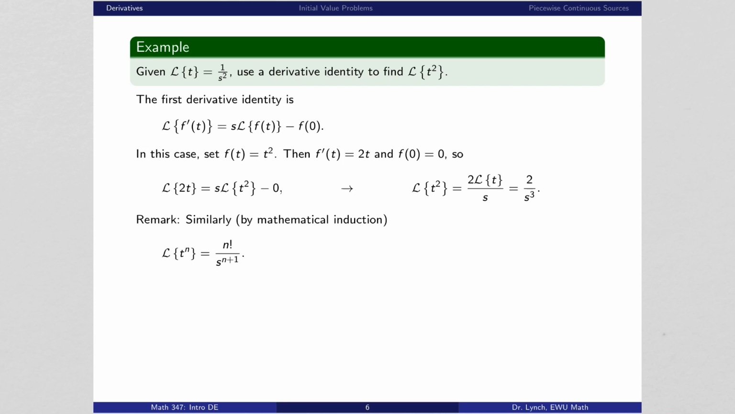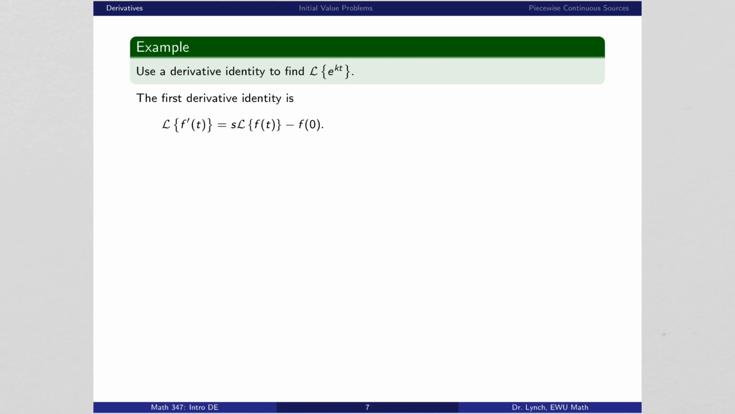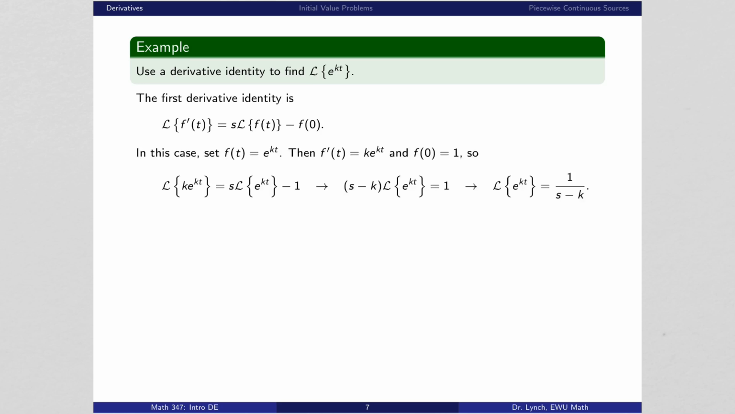We can similarly use our derivative identity on a function which we already know how to find the Laplace transform of. So here is the derivative identity to find the Laplace transform of the exponential function. Again, here we'll take f of t to be e to the kt. Then of course f prime of t is k e to the kt. So this expression is just our derivative identity using f of t equals e to the kt and f prime of t equals k e to the kt. Solve algebraically using linearity for the Laplace transform of e to the kt, and we get the expected value here, which turns out to be 1 over s minus k.